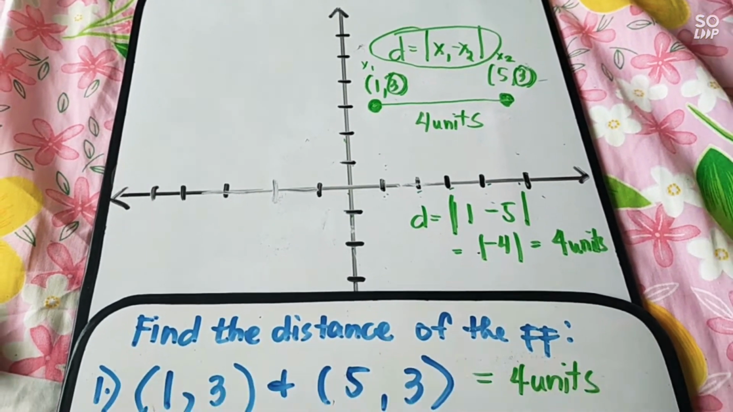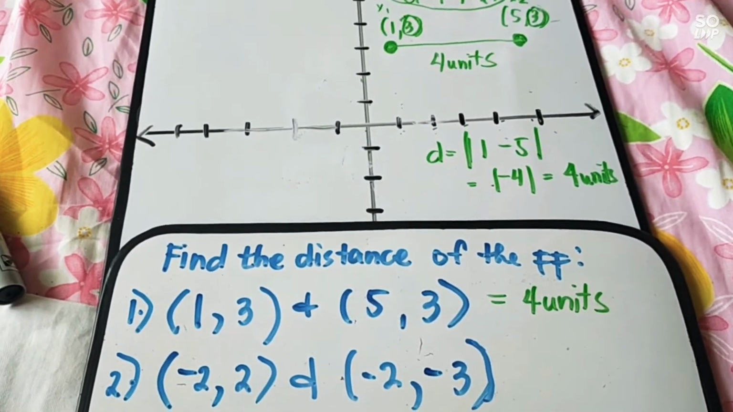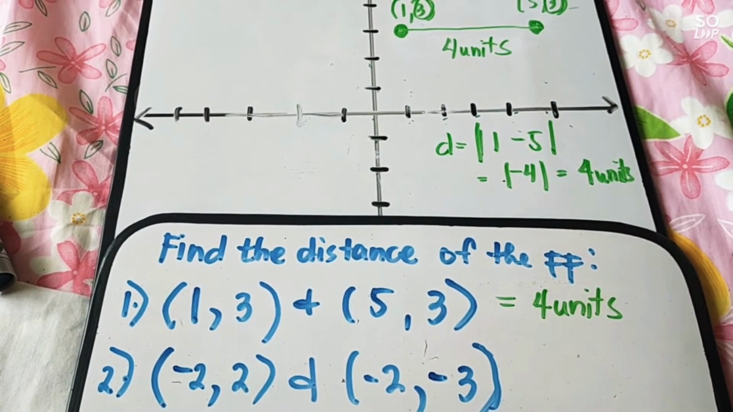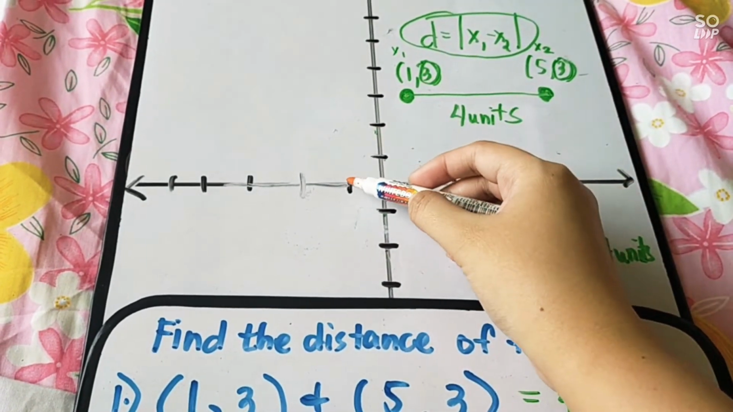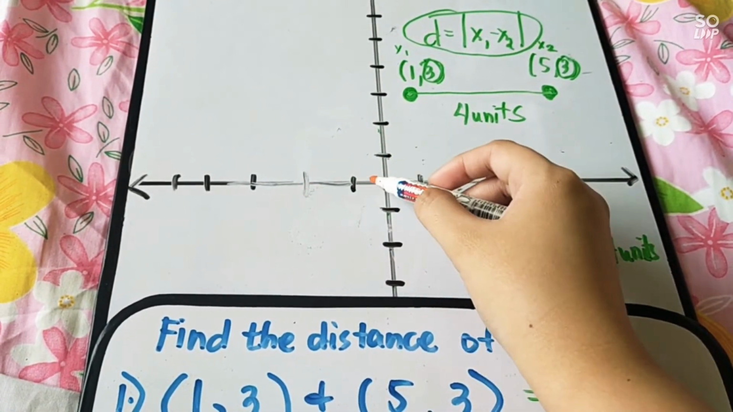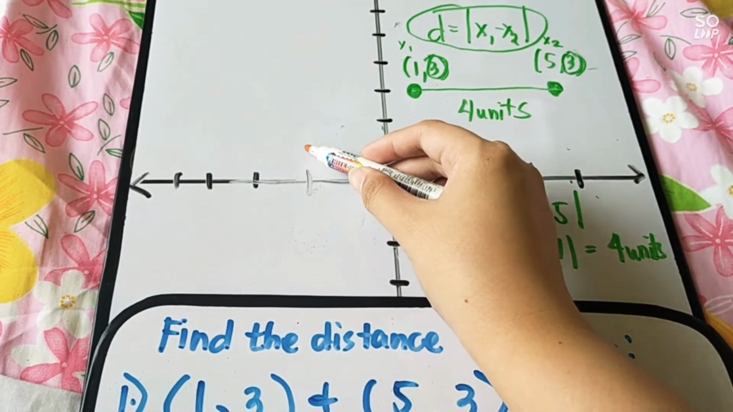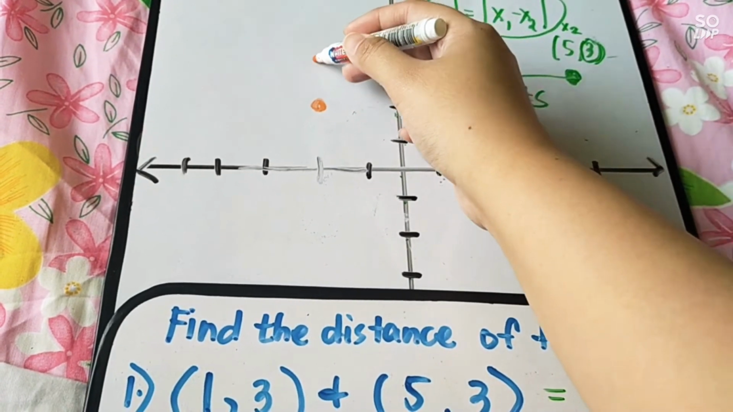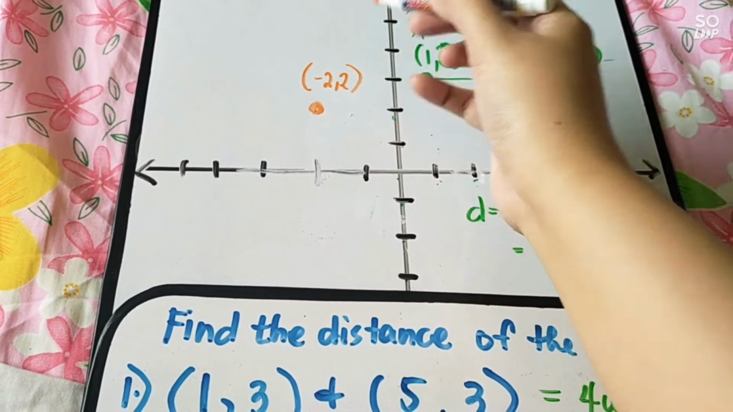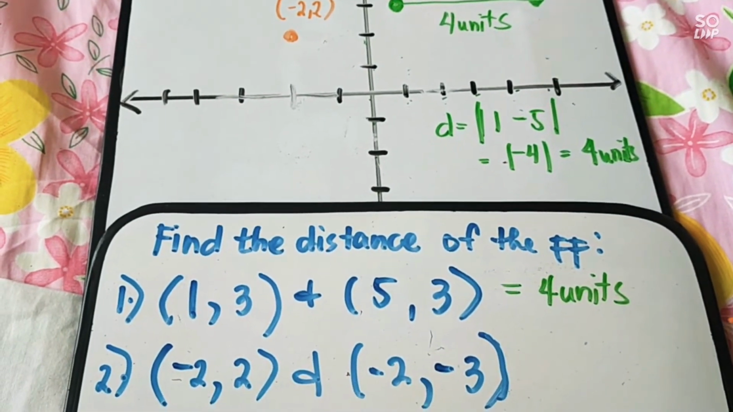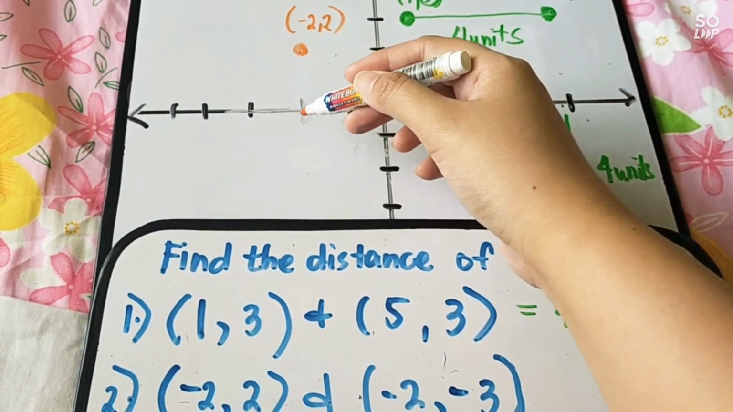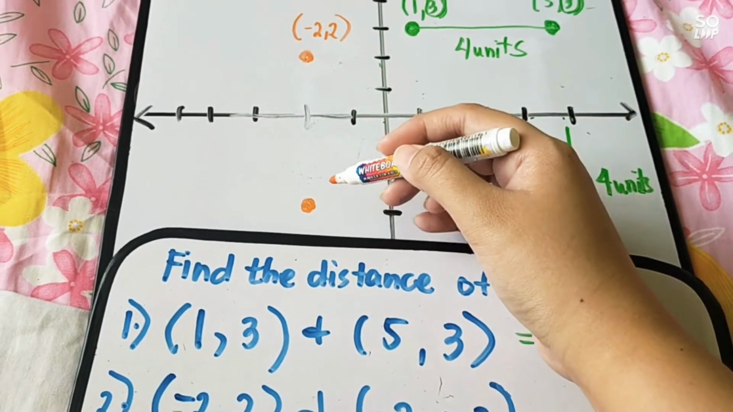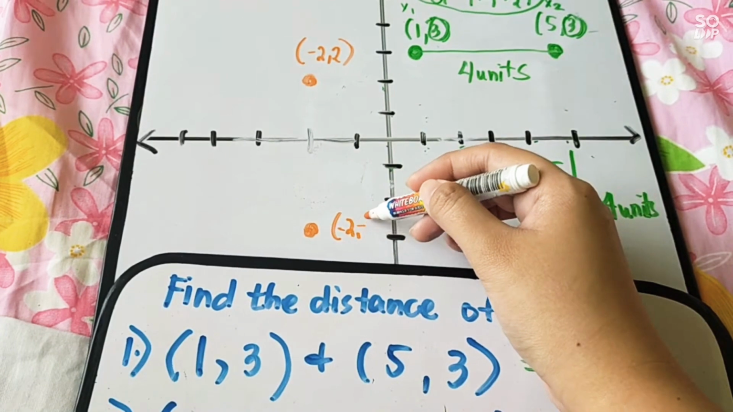Okay? Now, let's move on to number 2. We have here (-2, 2). Let's plot the points of negative 2 and 2. We have negative 2, 1, negative 1, negative 2, then positive 2, we have 1, 2. So, line them up. Here, this one is (-2, 2). The next one, we have (-2, -3). So, negative 2 again, then negative 3 going down. So, this one is (-2, -3).